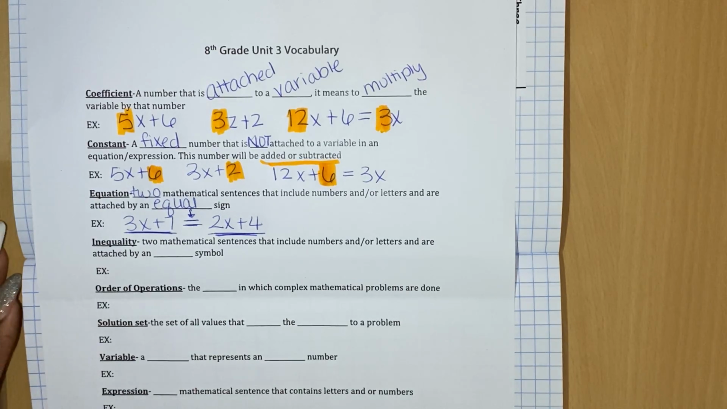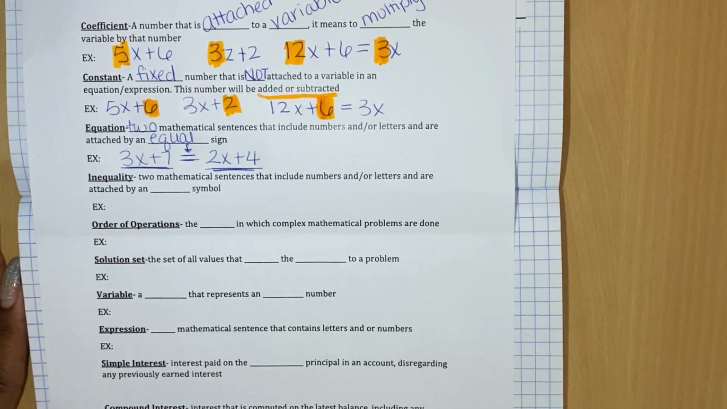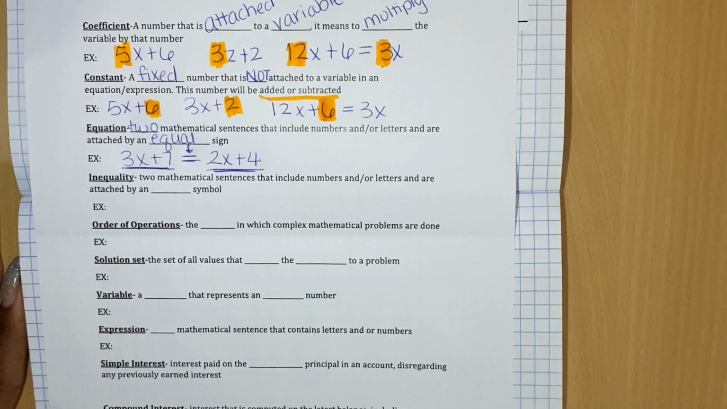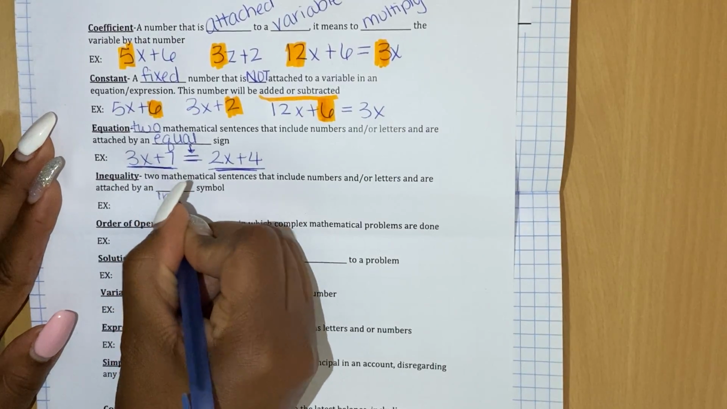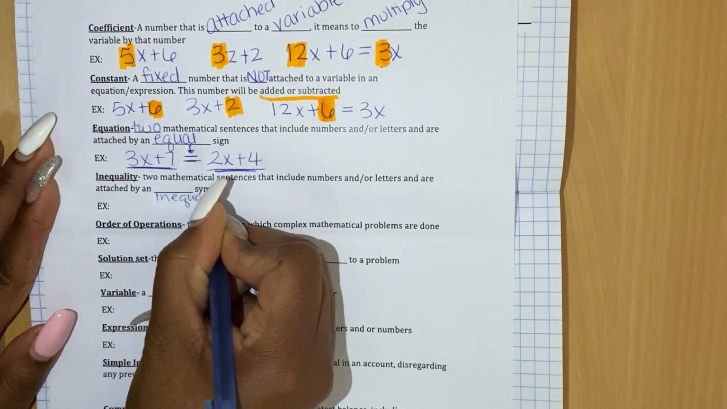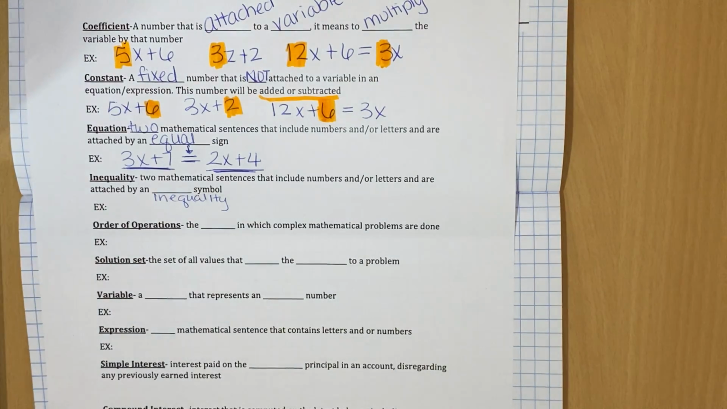And inequality is next. An inequality is simply two mathematical sentences that include numbers and or letters, and they are attached by an inequality symbol. I'm going to write it below the blank because I write kind of big. But instead of an equal sign, they are attached by an inequality symbol. Let's have a quick refresher on what an inequality symbol is, okay?